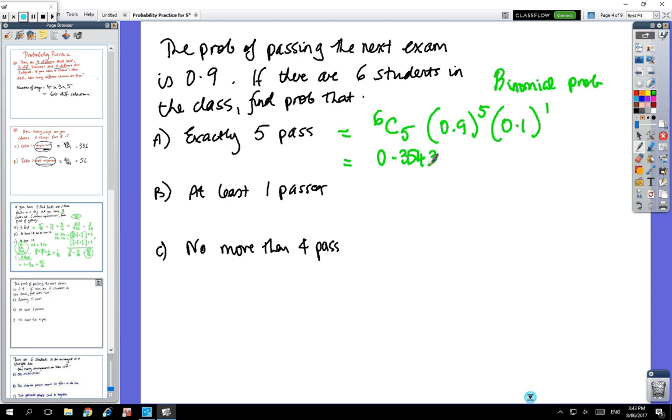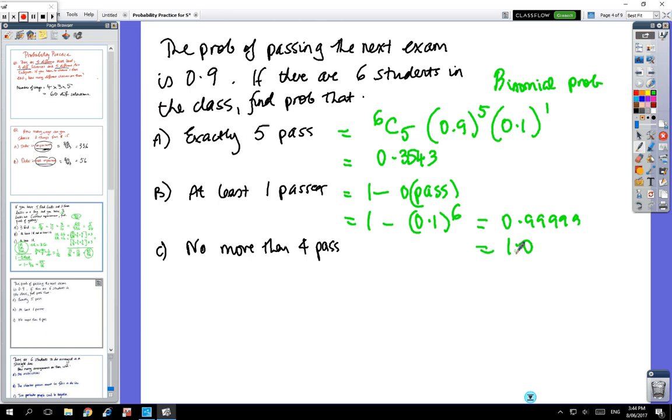Okay, at least 1 passes is 1 minus none pass. None passing is impossible. So 1 minus, everyone fails, so the chance of failing is 0.1, and we need 6, so that's impossible to happen. So 1 minus 0.1 to the power of 6 equals 0.999999. So it's essentially 1.0. So at least 1 passes, it's 1.0.